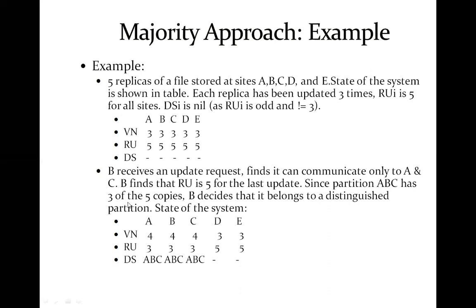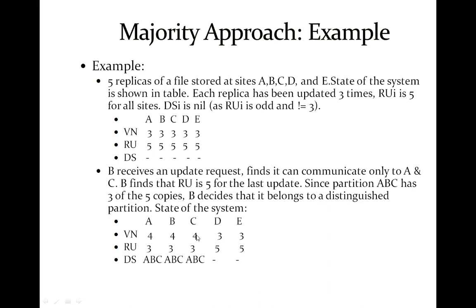Since the partition ABC has 3 of the 5 copies, B is going to decide that it belongs to the distinguished partition set and processes the update. Now, because these 3 sites, A, B, C, participated in the update, the RU will be changed from 5 to 3. The updated sites are 3 only, because A, B, and C are going to be updated. So it will be 333.